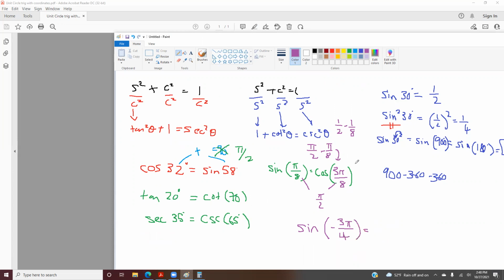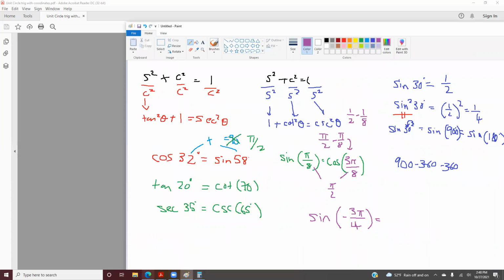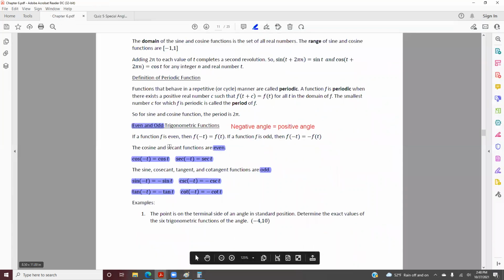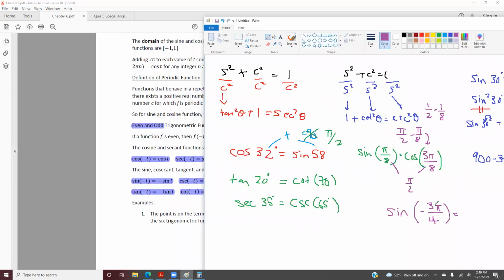Okay. So what we do here when you have negative angles is use what we call the even-odd functions. Sine is an odd function, so the negative, you will have to bring it up. So what happens when I want you to find the sine of negative 3π over 4? This negative will come out front, so this is negative sine 3π over 4.